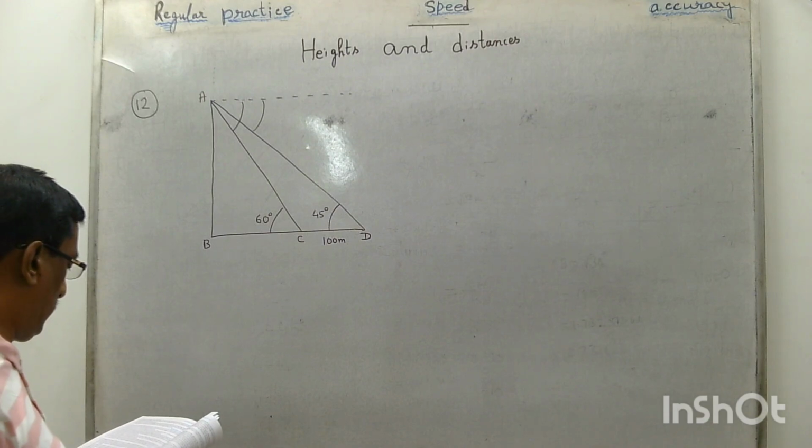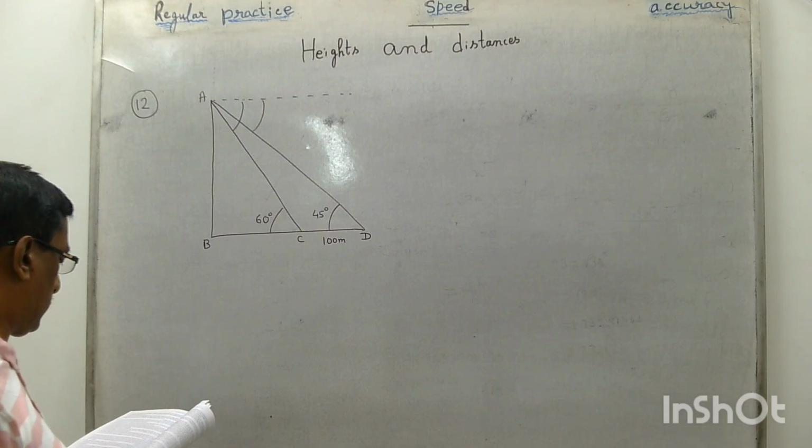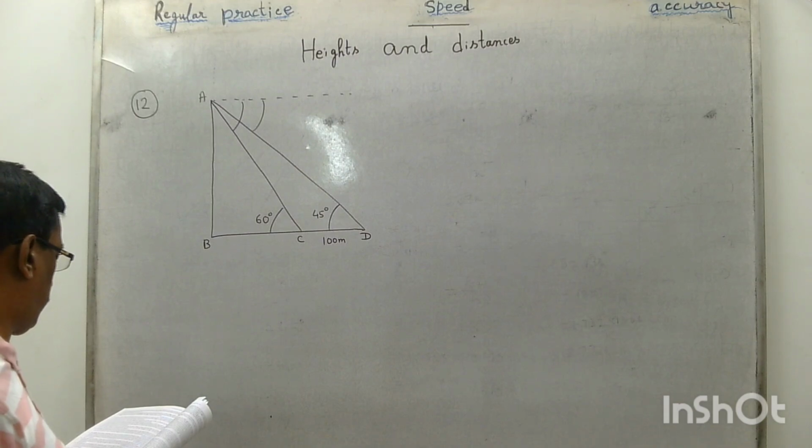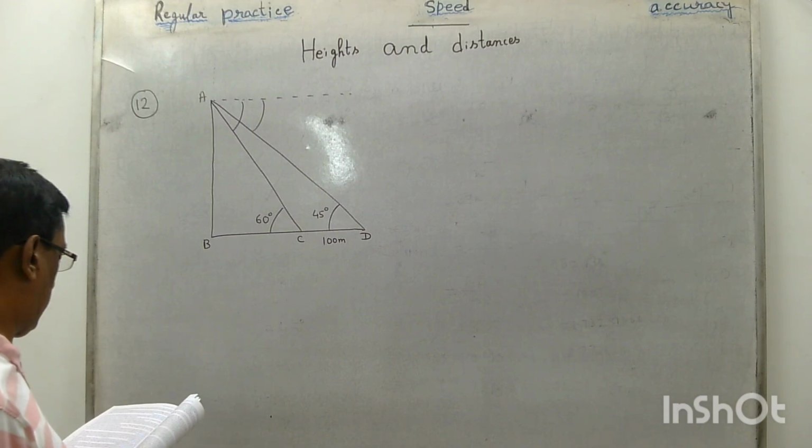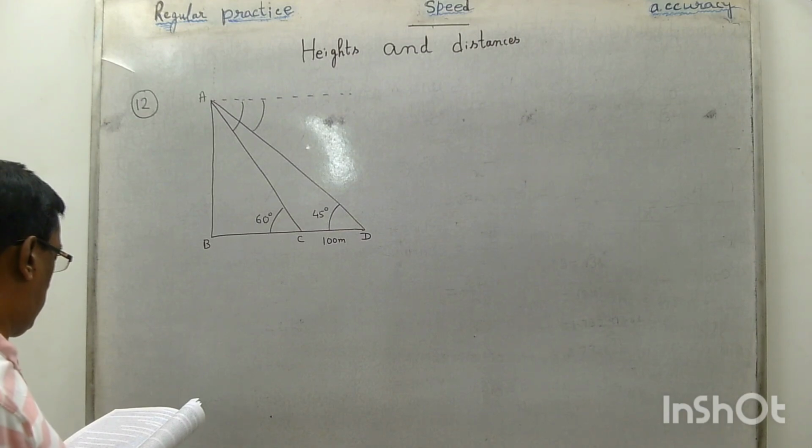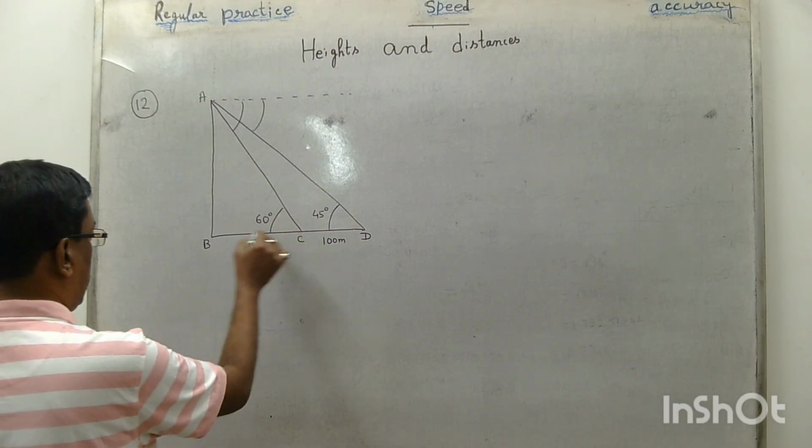The question is, find the maximum height from which he falls and the distance of the point from where he falls on the ground from the nearest observation point.